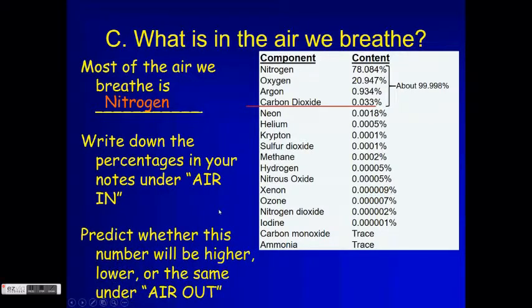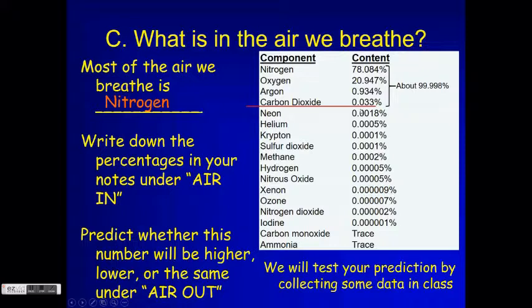And I'm less concerned about the number than maybe making a prediction about whether that number will be higher, lower, or the same as what was there to begin with. So for example, with nitrogen being 78% of the air that we breathe in, when you exhale, will that number be higher, lower, or about the same? Make a prediction, and then when we do a demonstration about this later in class, I'll have you come back to this and we'll figure out together if that's correct or incorrect. So we're going to test your prediction by collecting some data in class.